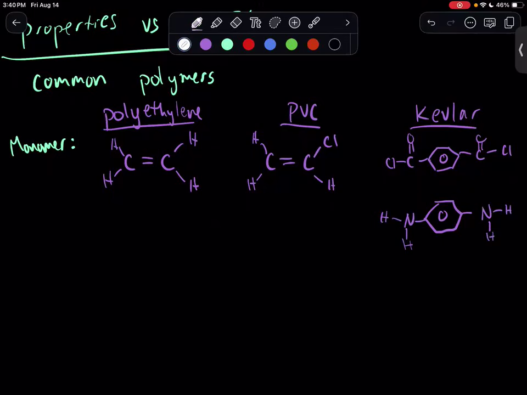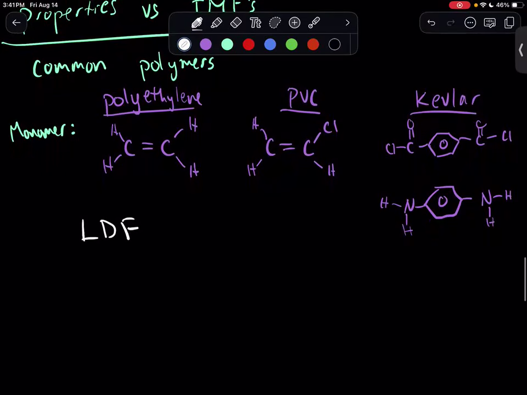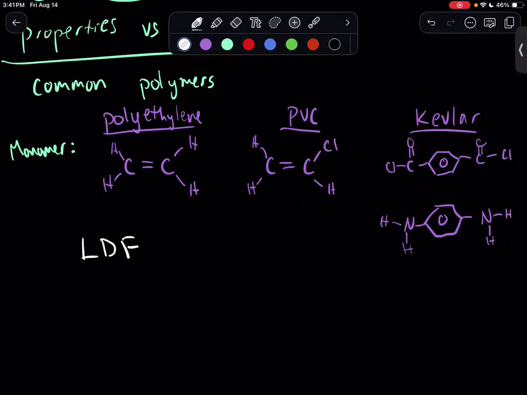So in polyethylene, we only have London dispersion forces, which hold our chains together. It's very loose. It's a very easy to rip and tear plastic. It comes in pretty much the form of plastic shopping bags, or if it's higher density, milk cartons. But overall, because of the LDFs, it's a very weak plastic. You can rip a shopping bag, and with enough strength, you can probably rip a milk jug too.